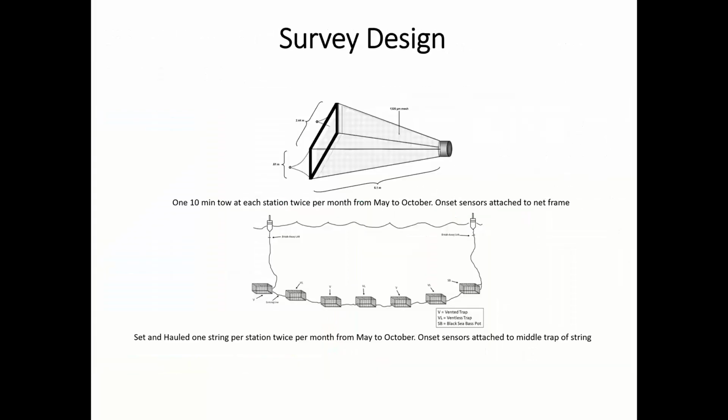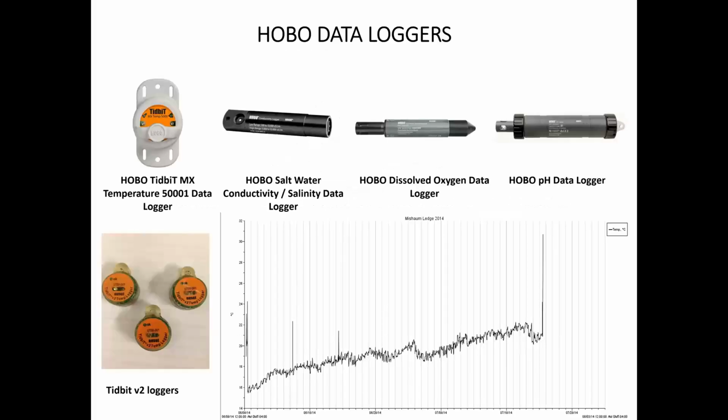Here's another close up of that. This is our ichthyofauna net, and then we are setting a trap series. This is the same design that Rhode Island, Massachusetts, and Maine use to survey their nearshore lobster populations. So again, it can be linked to those larger databases. And within each one, we have put Tidbits and also the HOBO data loggers. We use those often. This is an earlier example from Buzzards Bay of some of the Tidbit data, one of the earlier versions here.